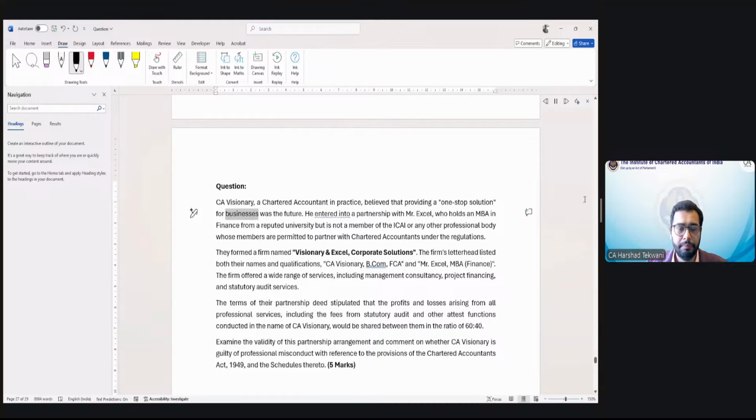...stop solution for businesses was the future. He entered into a partnership with Mr. Excel, who holds an MBA in finance from a reputed university but is not a member of the ICAI or any other professional body whose members are permitted to partner with chartered accountants under the regulations. They formed a firm named Visionary and Excel Corporate Solutions.